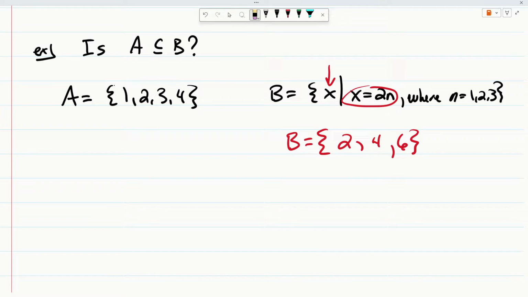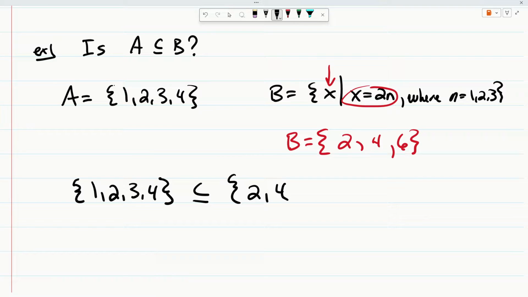So now we can ask our question this. Is set A a subset of B? And according to the definition, all of the elements of A also have to be in B. And that is not the case here. So we just put a line and say, no, it is not a subset. All right.